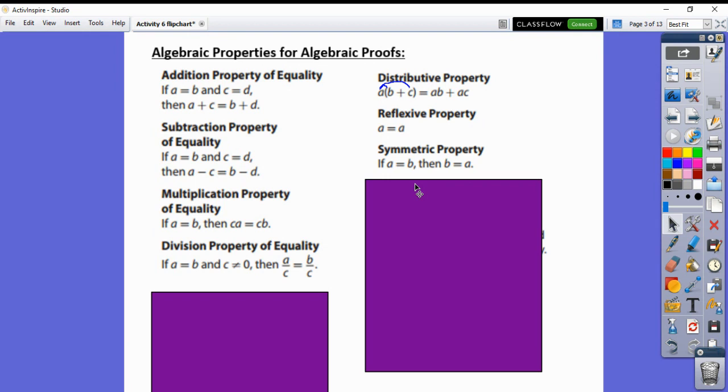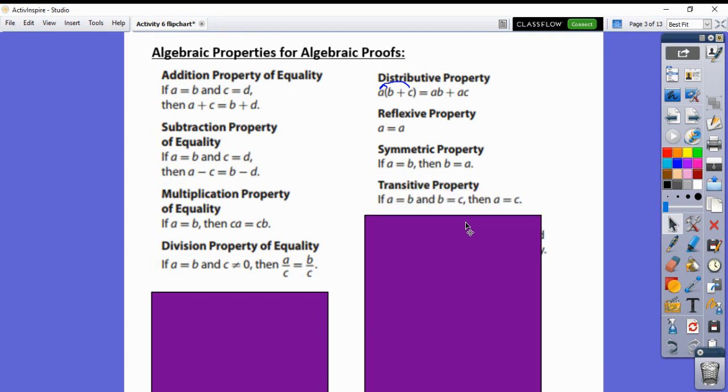The symmetric property says that if A equals B, then we can switch the order and still get a true statement, then B equals A. This is a really, really big one. I'm going to star this. Transitive property says that if A equals B and B equals C, then A equals C.